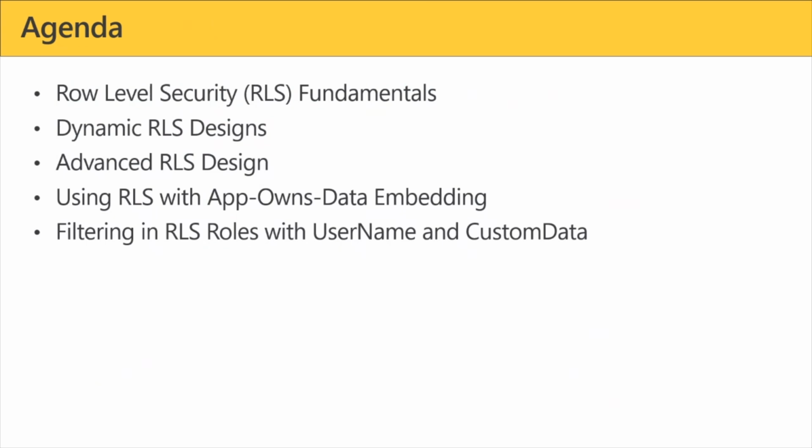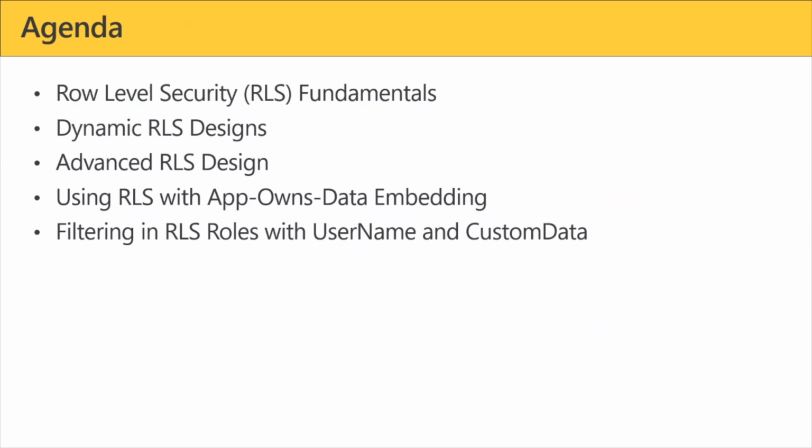Okay, so what we're going to do is start with the basics. We're not going to dwell on the basics. We're going to get through them pretty quickly. But we're going to talk about row-level security, what are roles, how do we write rule filter expressions, and then we'll move into dynamic RLS. As you get into RLS, you'll see that it makes a lot of sense to get more advanced and have a dynamic scheme, so that you're not hard coding values in your filters. Also, we're going to look at a couple advanced RLS design issues.